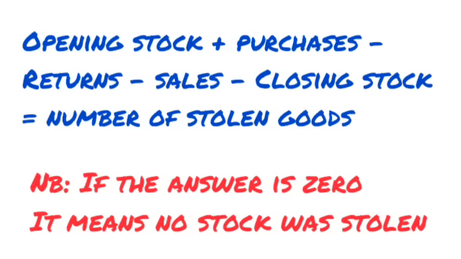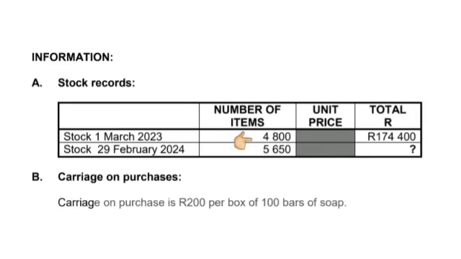The reason for this calculation is that when I take my opening stock and I add to it everything that I purchased, what I would have is everything that is supposed to be in my storeroom. And if I minus the one that I returned and the one that I sold and the one that is on hand in my books, what I'm supposed to remain with is zero. Hence I say in the NB there, if the answer is zero, it means no stock was stolen. That's what we are trying to achieve. It would be good if my answer is zero, but if it's any number at all, it means that those number of goods were stolen.